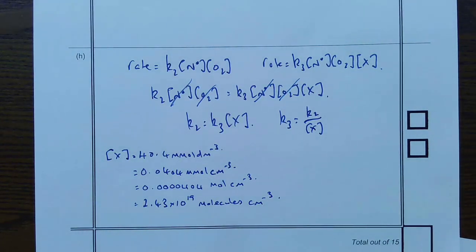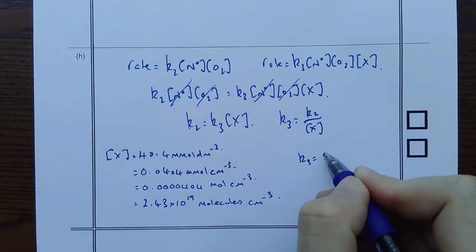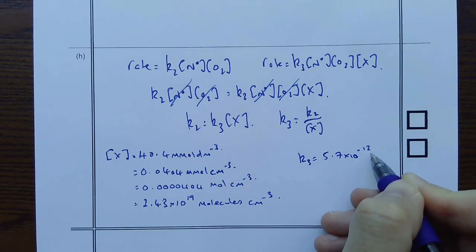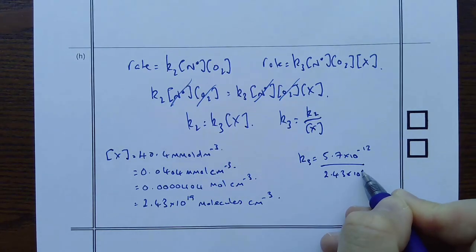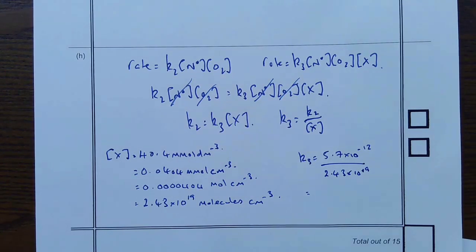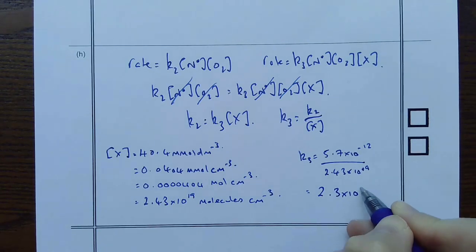Okay, so far so good. Then all I need to do is just work out K3. So K3 is then going to be 5.7 times 10 to the minus 12 divided by 2.43 times 10 to the 19. Sorry, just having a bit of trouble using my calculator. I get 2.3 times 10 to the minus 31.